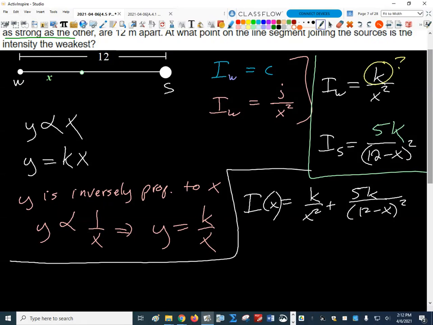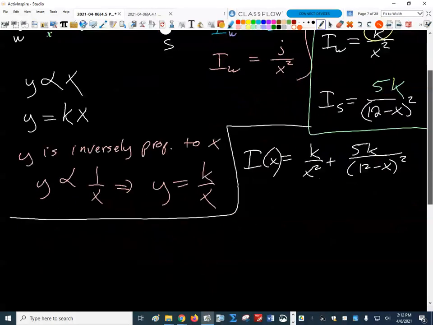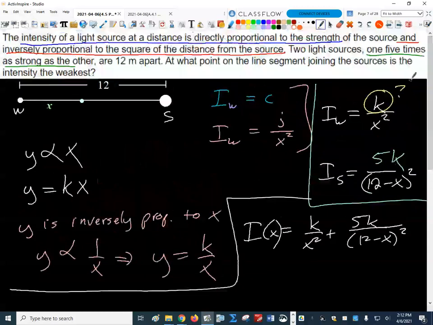Could we choose a value like 100 or something? I mean, we could, but can we reason that that's not going to be good? No, we can't even, because if we read the problem, we can make this simpler. Let's just read the problem. Problem says on the line segment joining the sources is the intensity the weakest. So it's got to be between 0 and 12. How come it can't be 0 or 12? Somebody?